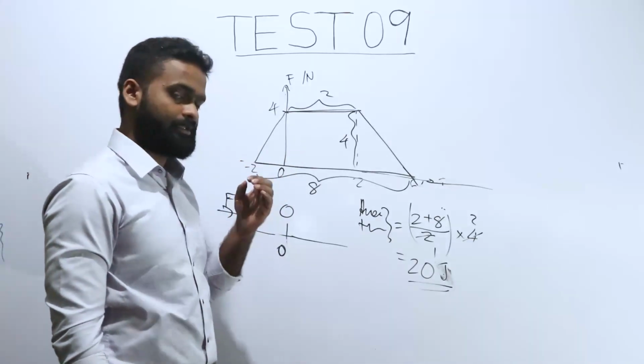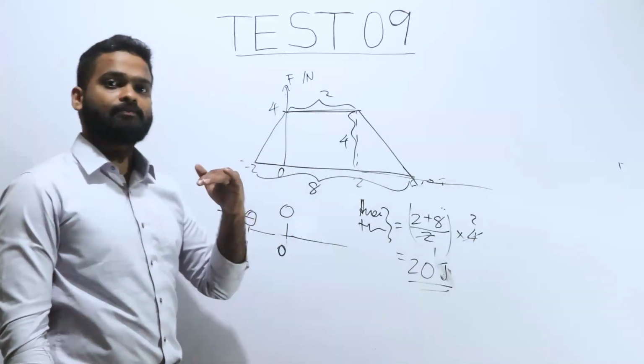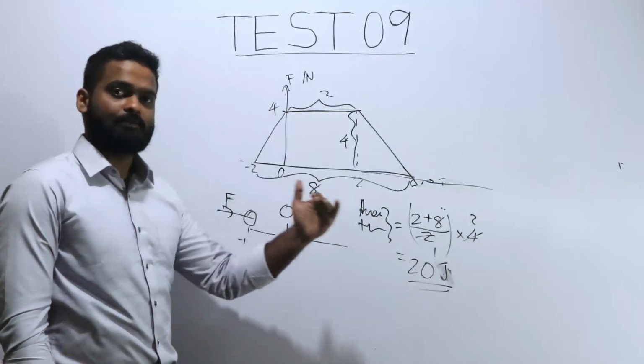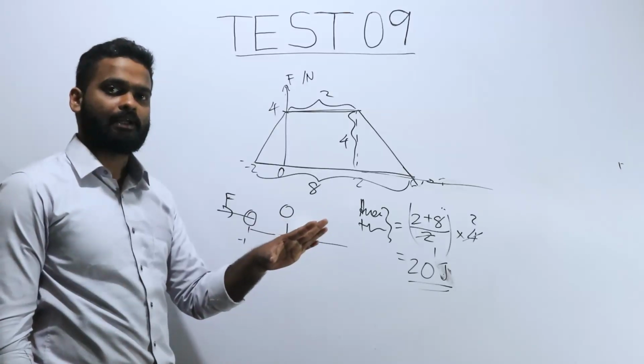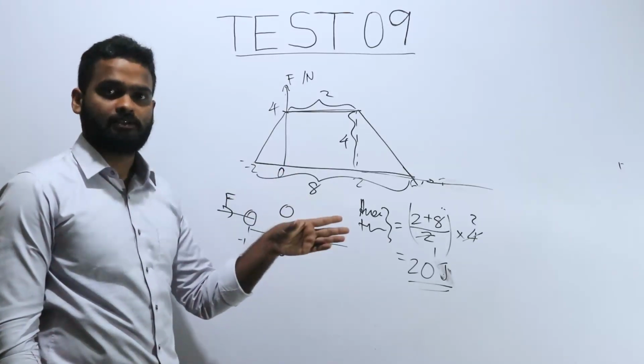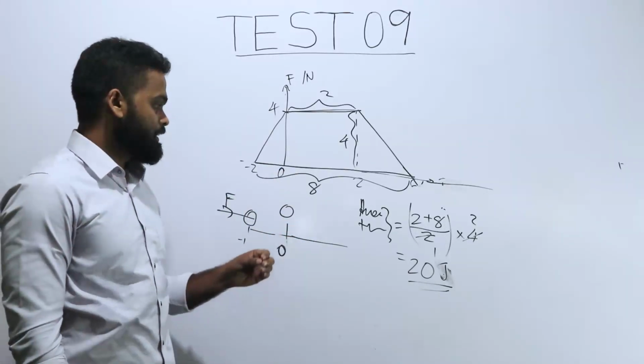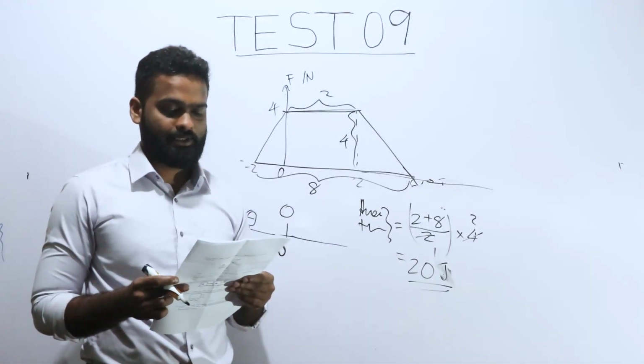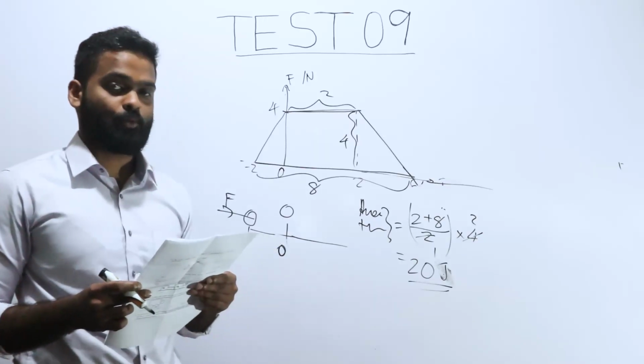You have to check whether the displacement and force are on the same side. In that case, if they are on the same side, you just have to add all the areas in order to get the net work done. Yeah, so the answer should be 12 joules for the sixth question. That is the third answer for the sixth question.